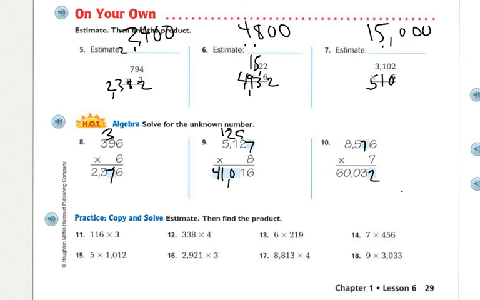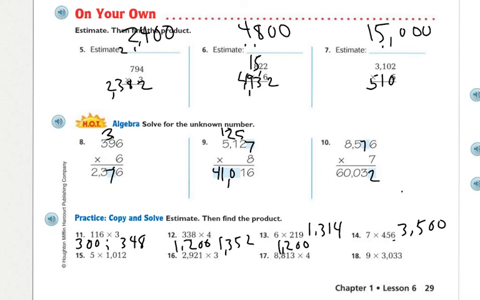So I have my estimate on number 11 is going to be 300, and the actual answer is 348. On number 12, the estimate is 1,200. And the actual answer is 1,352. On number 13, the estimate is 1,200, and the actual answer is 1,314.